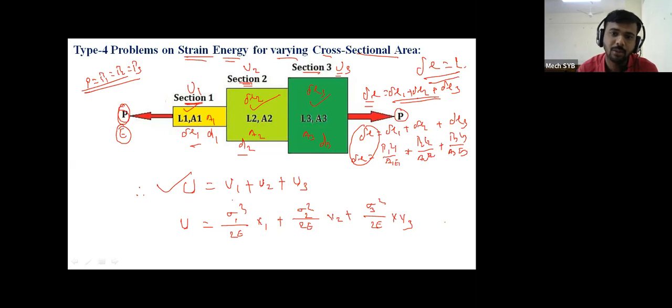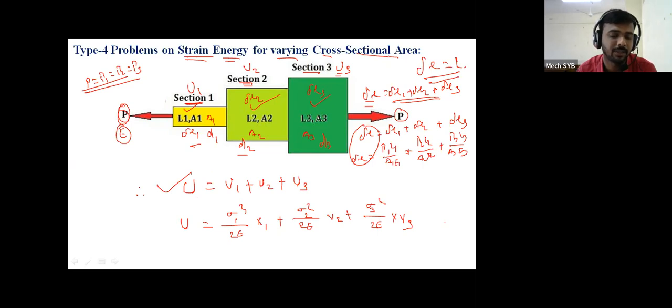And after finding all three, if we add all three, you will get the total strain energy stored in the varying cross sectional area bar. Therefore, the heading is given like that: problems on strain energy for varying cross sectional areas. Getting? This is the formula we have to use for our further calculation.